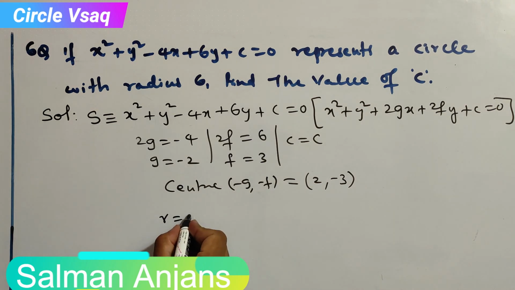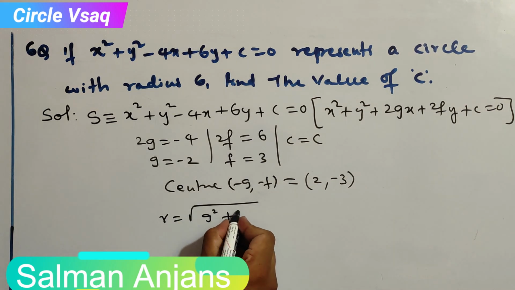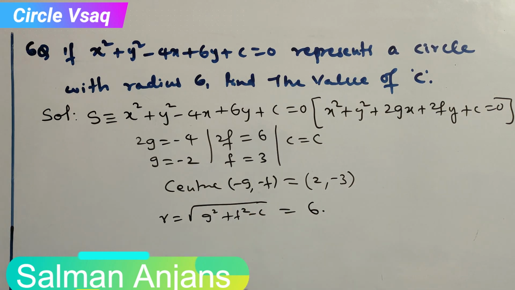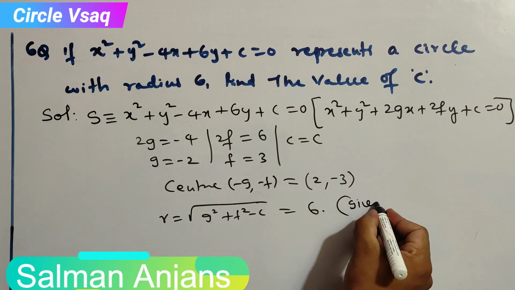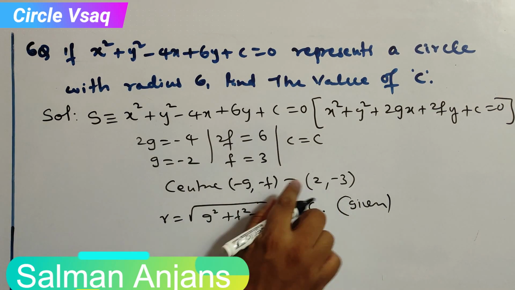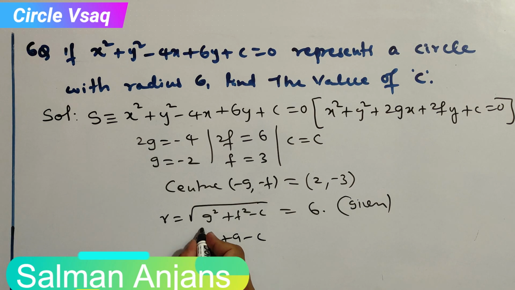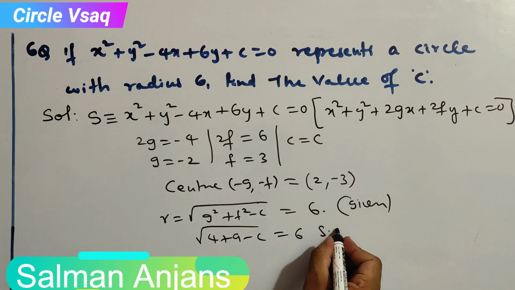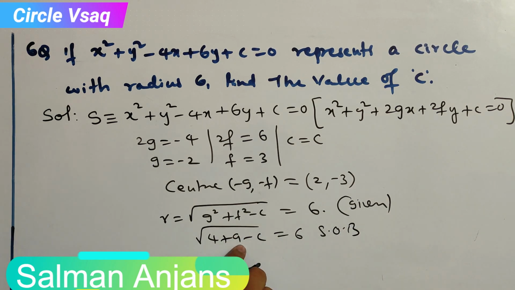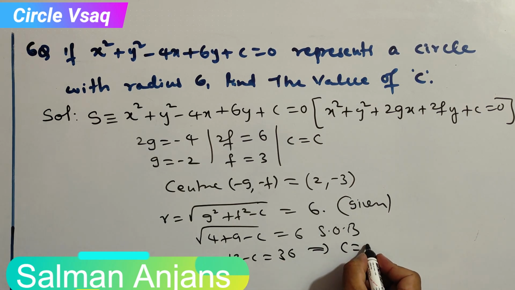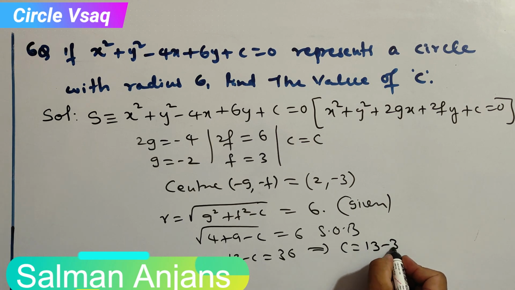We know that radius formula is root over g square plus f square minus c, given 6 units. g is 2, 2 2s are 4, f is 3, 3 3s are 9, minus c equals 6. Now squaring on both sides, 4 plus 9, 13, 13 minus c equals 36, then c equals 13 minus 36, that is minus 23.